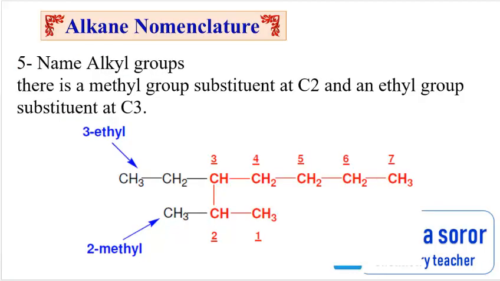Step number 5. Name alkyl groups. There is a methyl group substituent at carbon 2 and an ethyl group substituent at carbon 3. So in this example, this is a methyl group connected with carbon 2, so it will be 2-methyl. This is the ethyl group connected with carbon number 3, so it will be 3-ethyl.